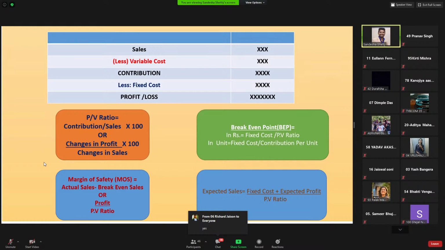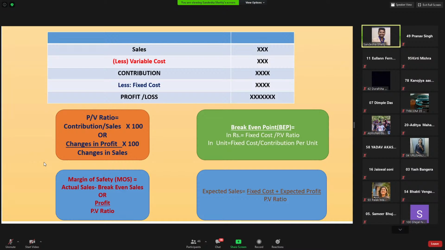Now, dear students, please note, next one is break-even point. So break-even point, we get in rupees and break-even point in units. Next, third formula is margin of safety. Margin of safety in the sense, from the break-even point, how much more production do you want to do? Because in break-even point, you are getting neither profit nor loss. So margin of safety is the area of how much above the break-even point you want to go. That is called margin of safety.